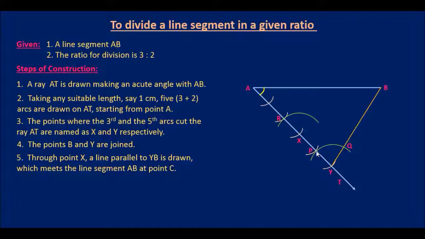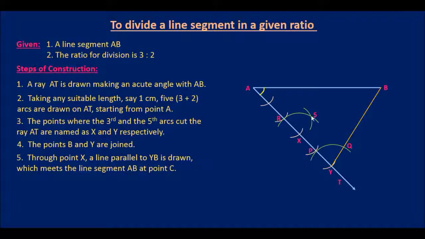Now we place the compass needle at point P and we take the radius as PQ. This is the radius that we take. And next we shift the compass needle to point R, and with the same radius PQ, we draw an arc, which cuts the former arc at point S.